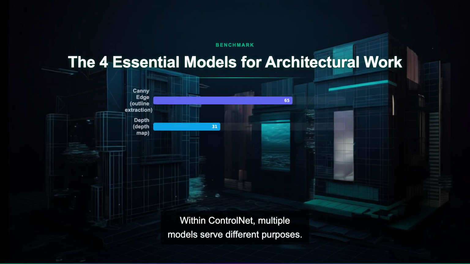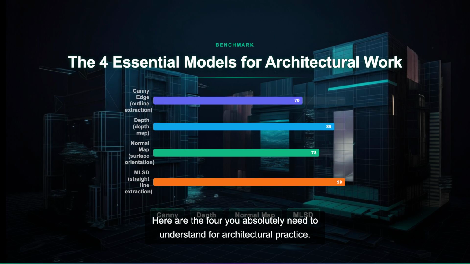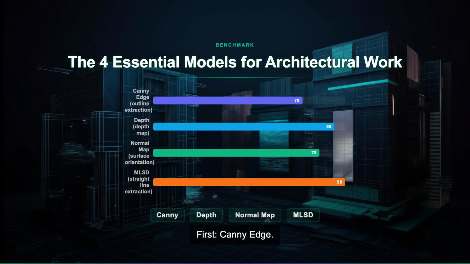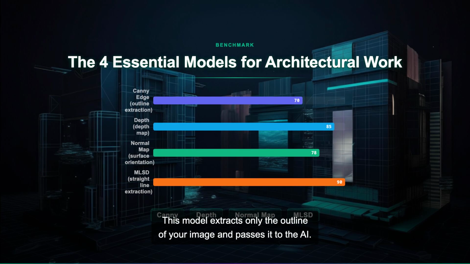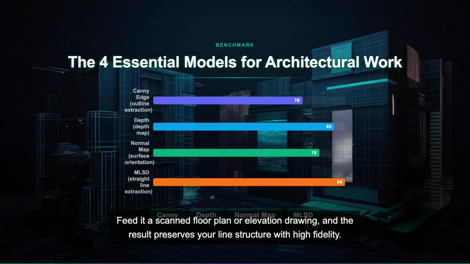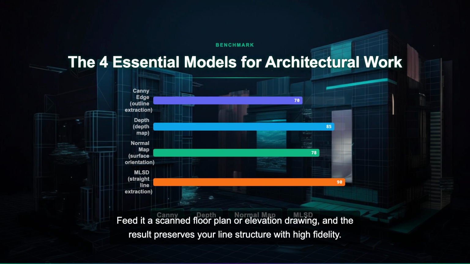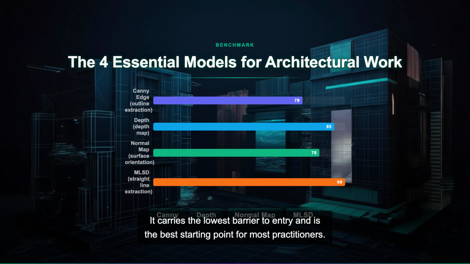Within ControlNet, multiple models serve different purposes. Here are the 4 you absolutely need to understand for architectural practice. First, Canny Edge. This model extracts only the outline of your image and passes it to the AI. Feed it a scanned floor plan or elevation drawing, and the result preserves your line structure with high fidelity. It carries the lowest barrier to entry and is the best starting point for most practitioners.